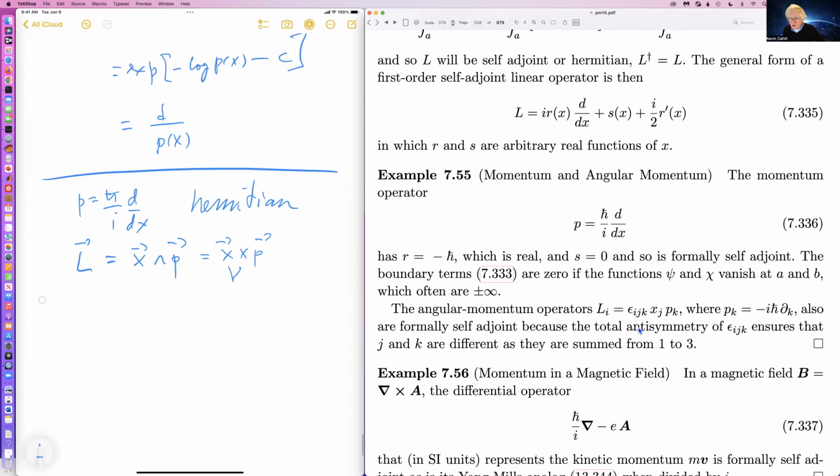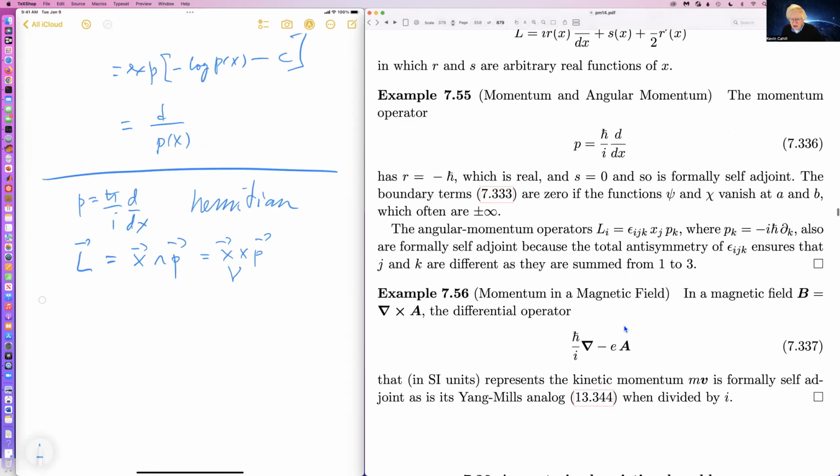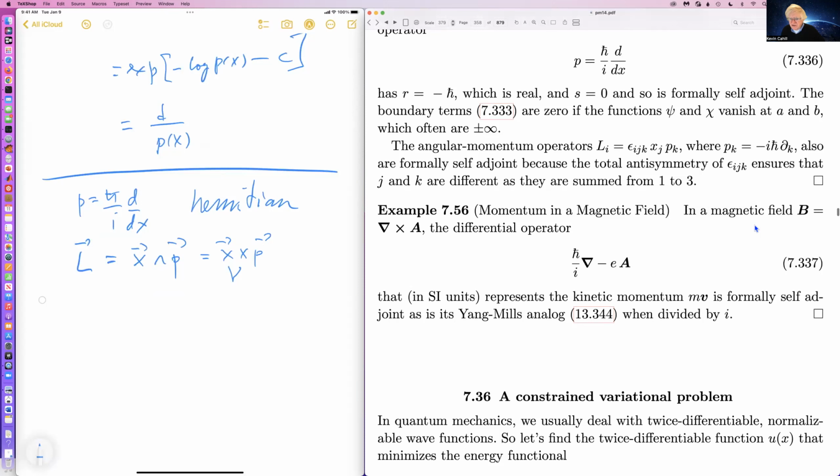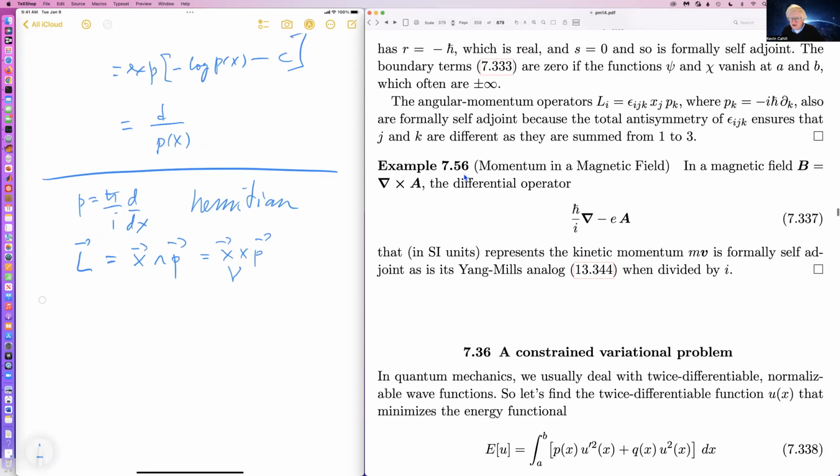and so you might say there's a problem here because you'd have P differentiating the X, but no, this is totally anti-symmetric. So j and k are never the same. And so the angular momentum operator satisfies this condition. The momentum in a magnetic field also satisfies this condition. So this is also self-adjoint.